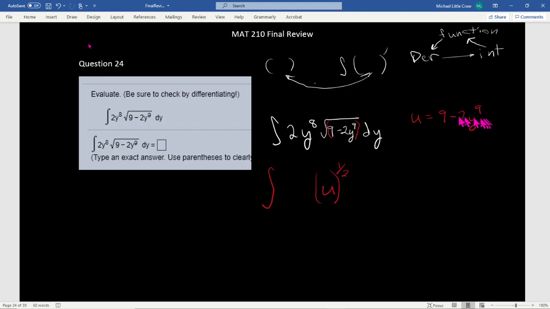So remember, to get this, we have to take the derivative of both sides. Derivative of u is du. This side, derivative of 9 is 0. Derivative of negative 2y to the 9th, the 9 comes down, so we get minus 9 times 2 is 18, y to the 8th, and we took the derivative with respect to y, so that's a dy, just a dy.